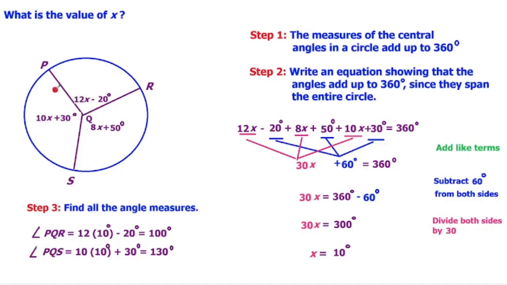Angle PQS is 10x plus 30, so 10 times 10 plus 30 equals 130. And finally, for angle RQS, it equals 8x plus 50, and you plug in 10 for x. 8 times 10 plus 50 equals 130. And that's it. That's all there is to that problem.